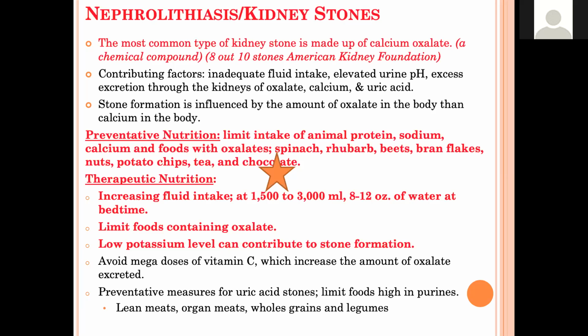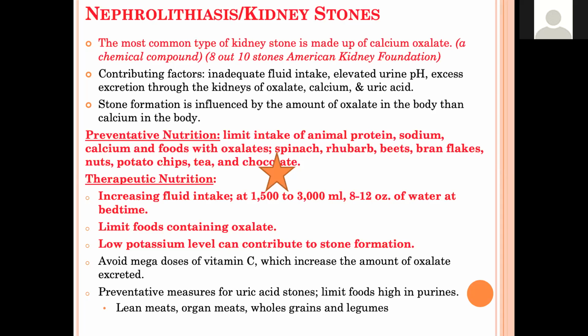So what we do to prevent this: limit animal protein, sodium, calcium, and foods with oxalates such as spinach, rhubarb, beets, bran flakes, nuts, potato chips, tea, and chocolate. Increase fluid intake to 1.5 to 3 liters, 8 to 12 ounces of water at bedtime. This is one of the best ways to avoid this because the extra water dissolves the stone, but it also dilates the ureter so the stone can clear and get to your bladder. And once the stone's in your bladder, then you're pretty much home free.